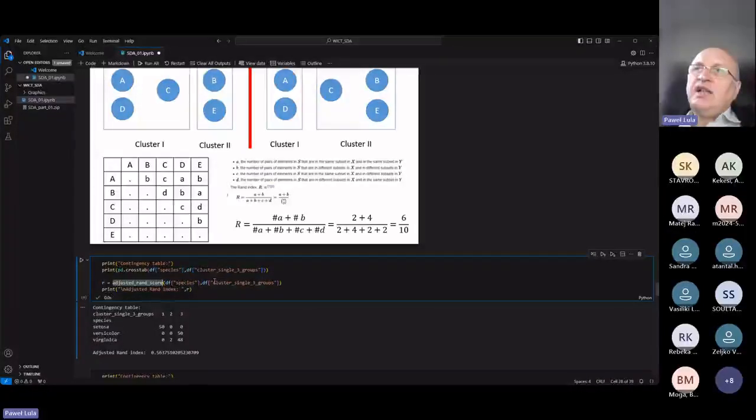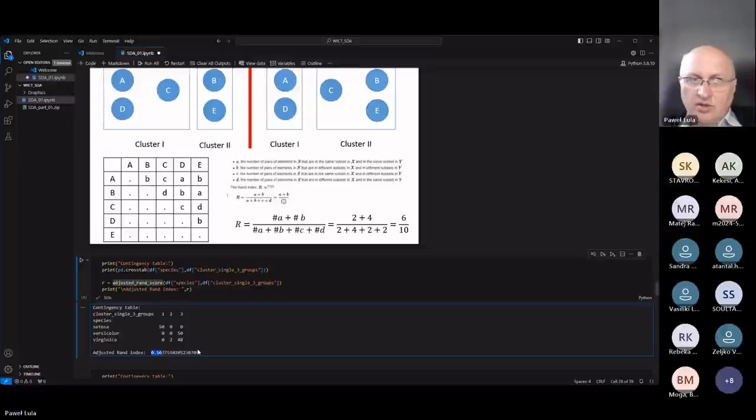And here cluster single three groups. So the results of clustering which were obtained using single linkage method for three groups. And Rand index is here, 0.56. It is rather small. So we see that the results here are not good.